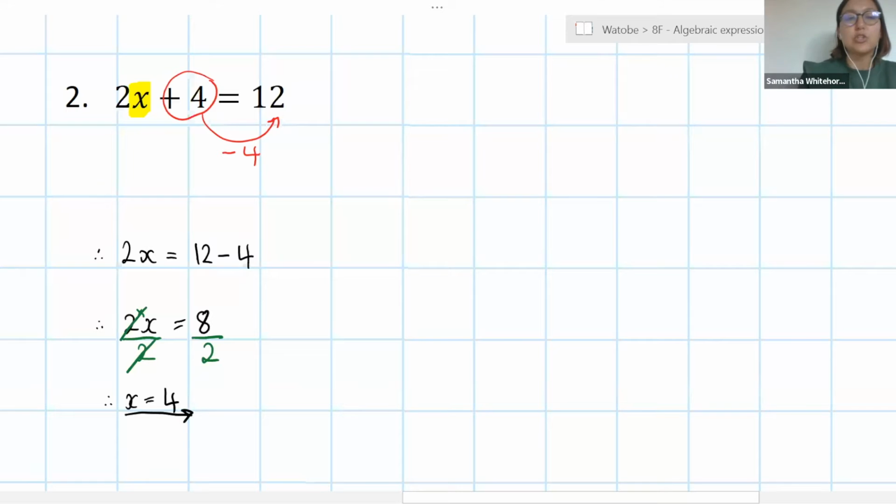So when we are doing these, inverse operations are super important. We need to make sure that we are using the correct inverse operation, and that we are keeping our equation balanced. So for example, over here, when I divided by 2, I didn't just divide the 2x by 2. I also divided the right-hand side by 2 because I have to make sure my equation stays balanced. So inverse operations are very, very important when we are solving equations.